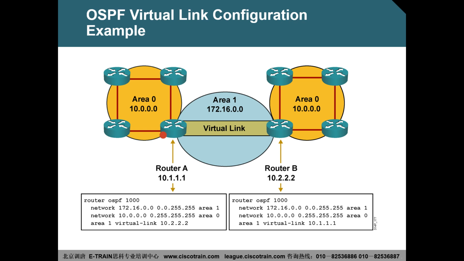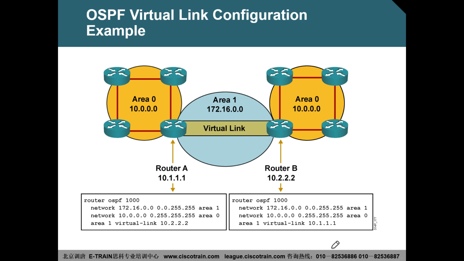We go to this router and we say area 1 virtual link, the IP address of router B. See, we are in router A. We want area 1 to become a tunnel, to act as a virtual link. And the virtual link endpoint is where? This router B. This is router B's address. And then we go to router B and say area 1 virtual link and router A's address. When you do that, this tunnel will get established.